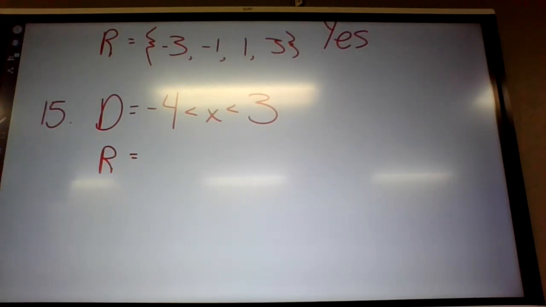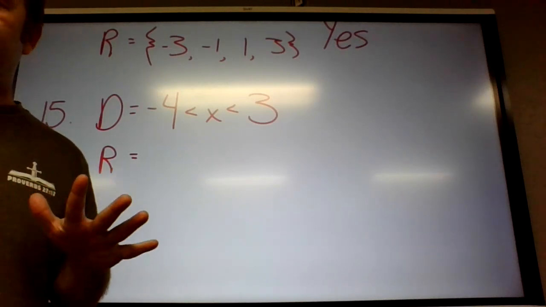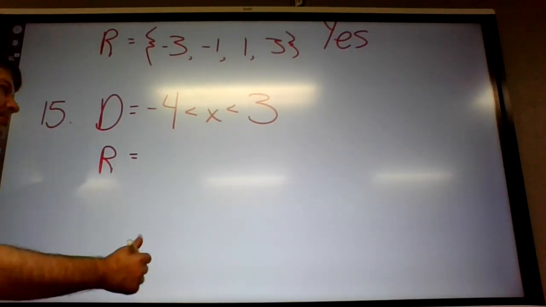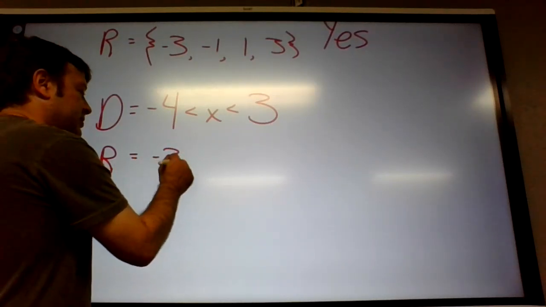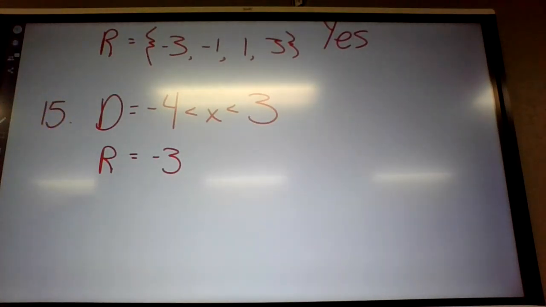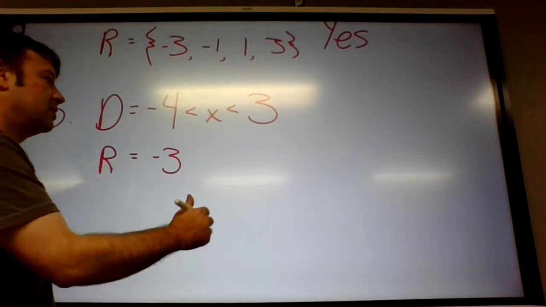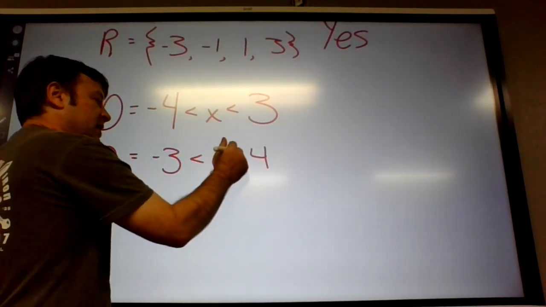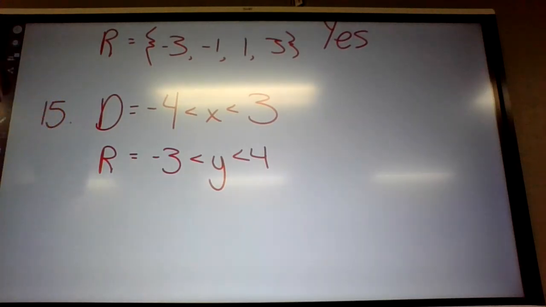Okay, range. Kinsey, why don't you try this? Range is y values, so what's the lowest y value that it approaches? -3. That bottom point has a y value of -3. That's how far down it goes. Then how high does it go? Almost. 4. So all the y values between there are filled in, and this is how we would write that. y is between -3 and 4.